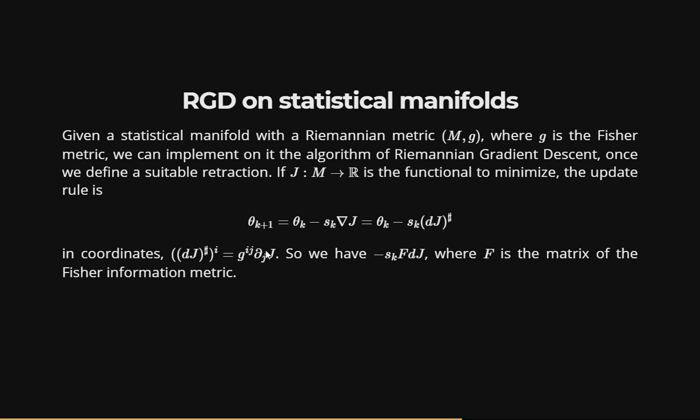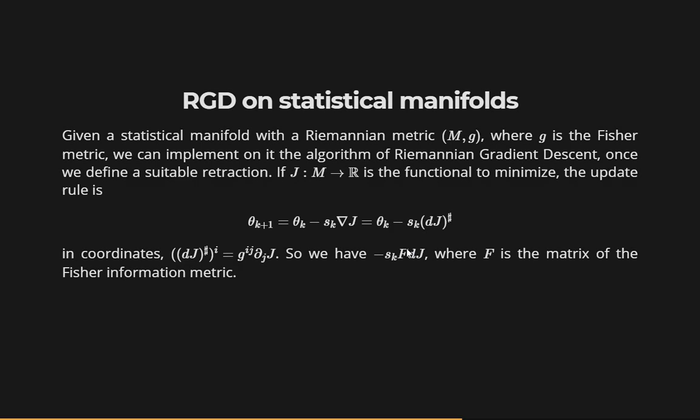In coordinates, we are just raising the index. So we have these where no. This is 1 over f. So f minus 1, it's better. Anyway.